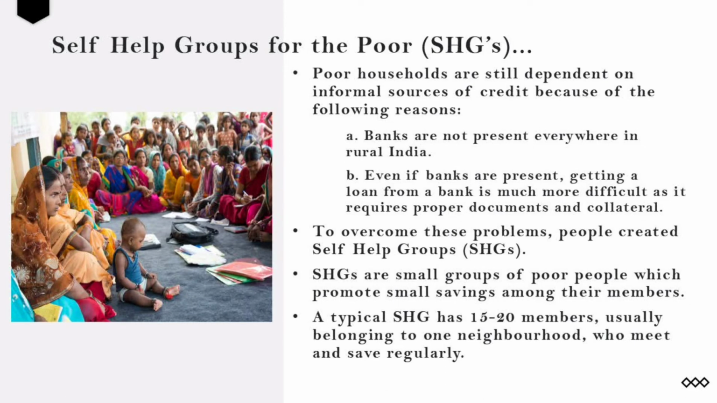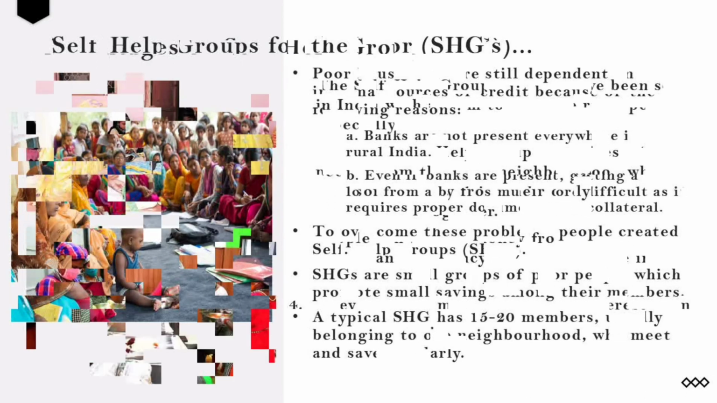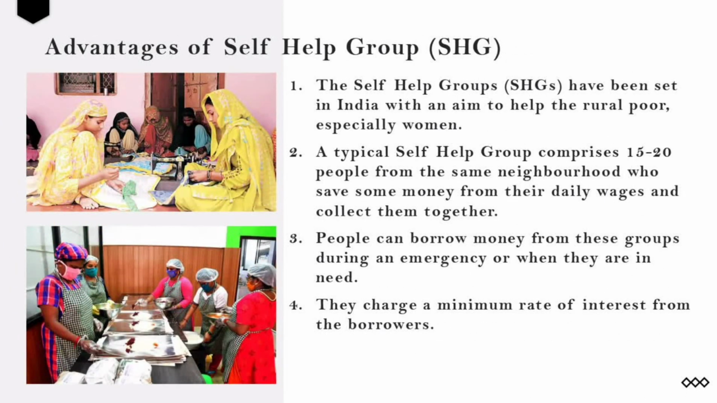We can also say in India it is set apart. The self-help groups are set up for helping poor people, especially women. A typical self-help group comprises 15 to 20 people from the same neighborhood, as we have already seen, and the people can borrow money from these groups during an emergency or when they are in need. They charge a minimum rate of interest from the borrowers, and it will be very helpful for the poor people, especially in the rural areas.